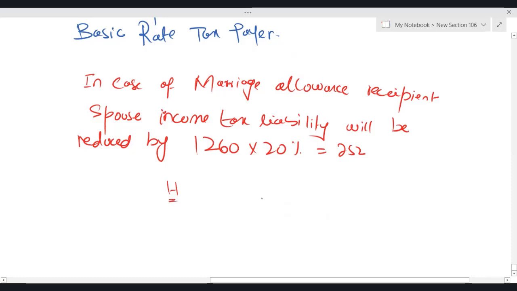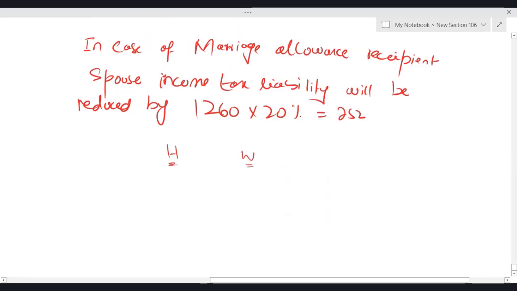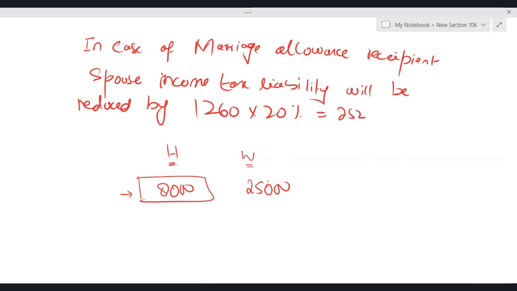For example, husband, wife, assuming husband is having income of only 8,000. If husband has the total income just 8,000, obviously we can say that husband is not in a position to utilize the entire personal allowance. So the tax planning is they should go for marriage allowance. Let's say the wife is having the income of, assuming, 25,000. Definitely in this case, we will give them the tax planning. The tax planning is husband should transfer 1260 of his personal allowance to his wife.